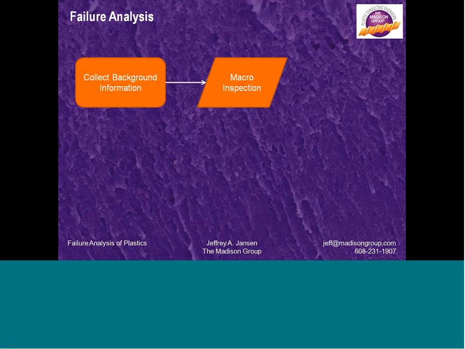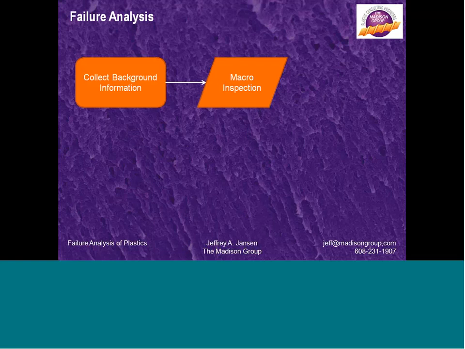Next, we want to do a macro inspection. This allows us to use the two most important tools in conducting a failure analysis, our eyes and our brain. Too many times I've seen it, and I've been guilty of it myself. We want to rush right into doing a microscopic examination. We want to get some analytical testing done, all that cool stuff that you see on CSI. And in order to do that, we typically have to start cutting. And now we've just cut up our part before we've really had a chance to examine it.